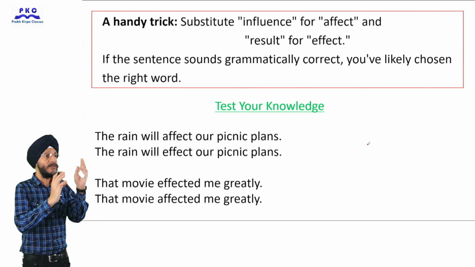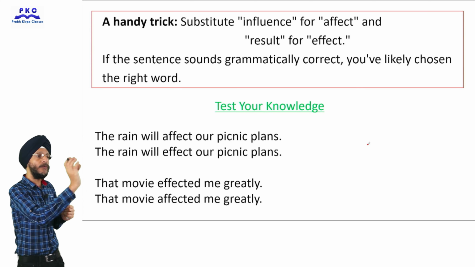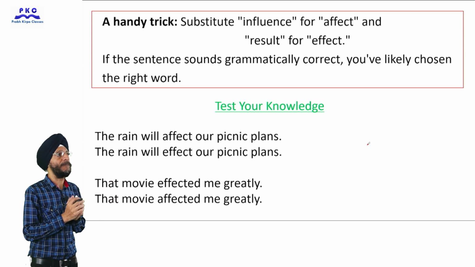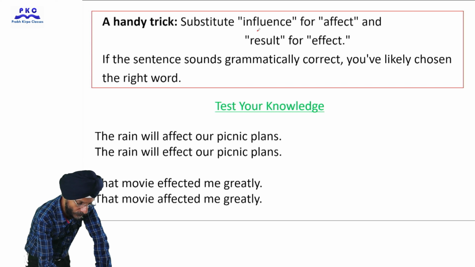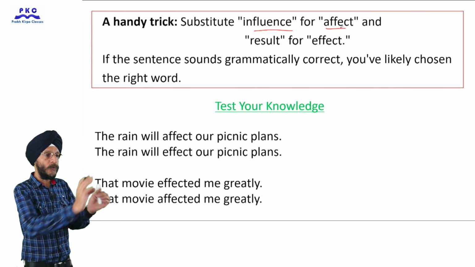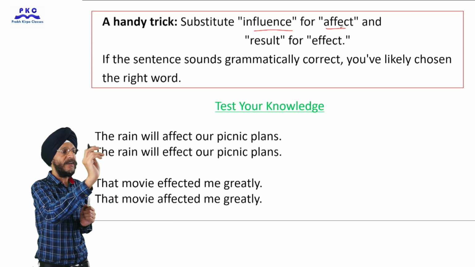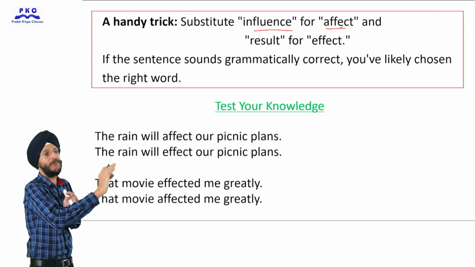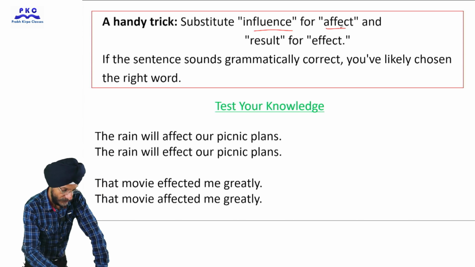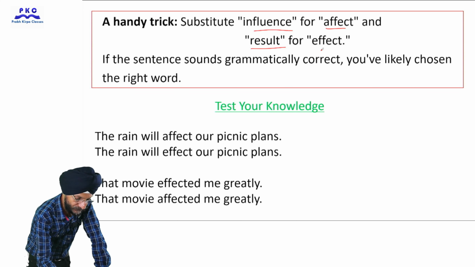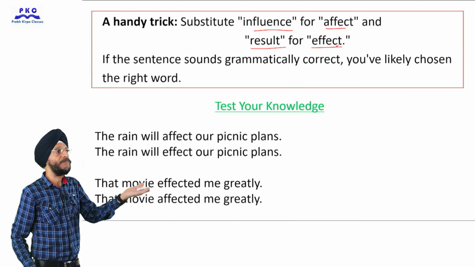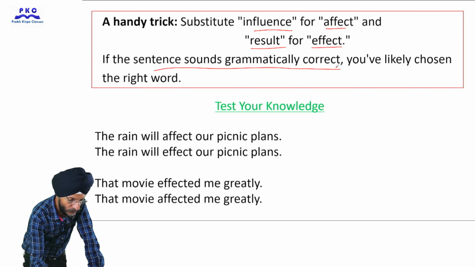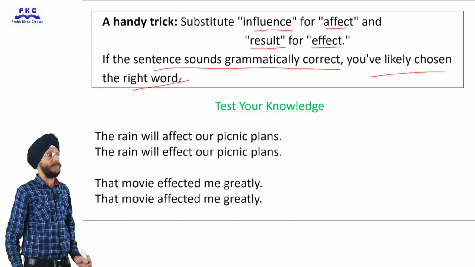So here is a handy trick to understand where we are to use affect which starts with A or the word which starts with E. Substitute influence for affect. Suppose there is a sentence written and there we have used affect. If we can replace that word with influence, we can say that the word is properly used. Then we can change the word effect with result. If the sentence sounds grammatically correct, you have likely chosen the right word.